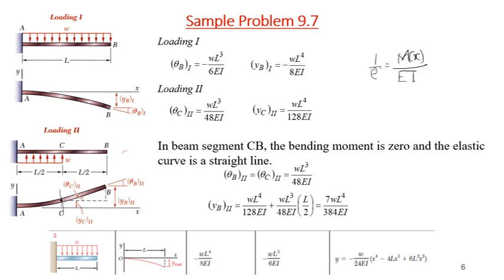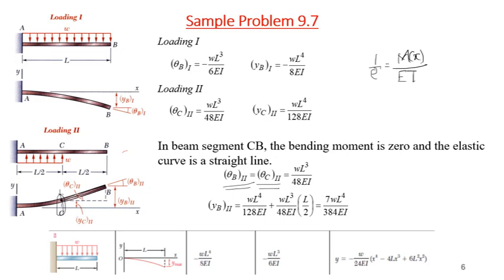Now, what is it showing us? It's simply showing us that there will be a constant slope from C to B, so the slope will not change, because it will be a straight line. So if we can find the value of slope at C, it will be the same at B. That's why it's written over here. Theta B2 will be equal to theta C2.